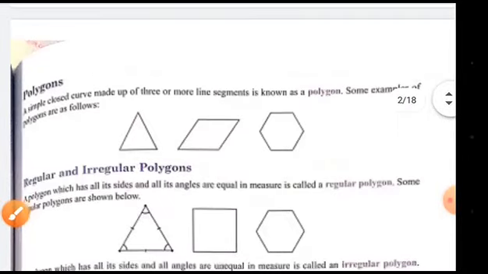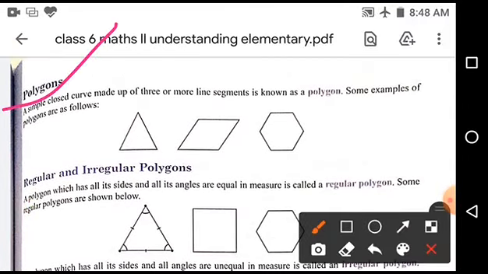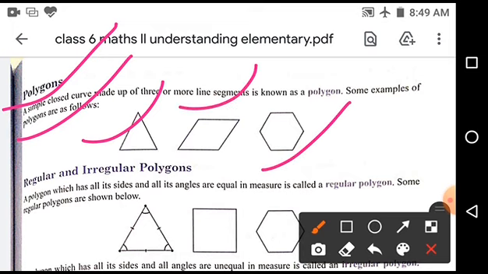See students, the first topic is polygon. A simple closed curve made up of three or more line segments is known as a polygon. Some examples of polygons are given. So polygons are the closed surfaces which are enclosed by three or more sides. So here triangle, quadrilateral and hexagon are examples of polygons.